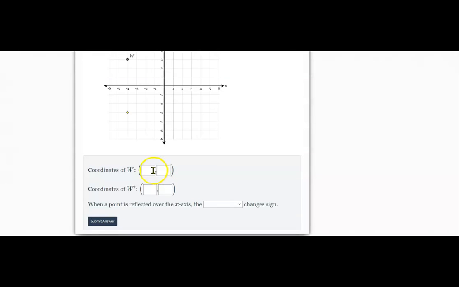And again, they ask you to generalize. Write the original coordinate, -4, 3. Write W prime's coordinate, -4, -3. And this time, notice that the y-coordinate changed. So when a point is reflected over the x-axis, the y-coordinate changes signs, because a reflection is always opposite. If I say reflect over x, you change y. If I say reflect over y, you change x.